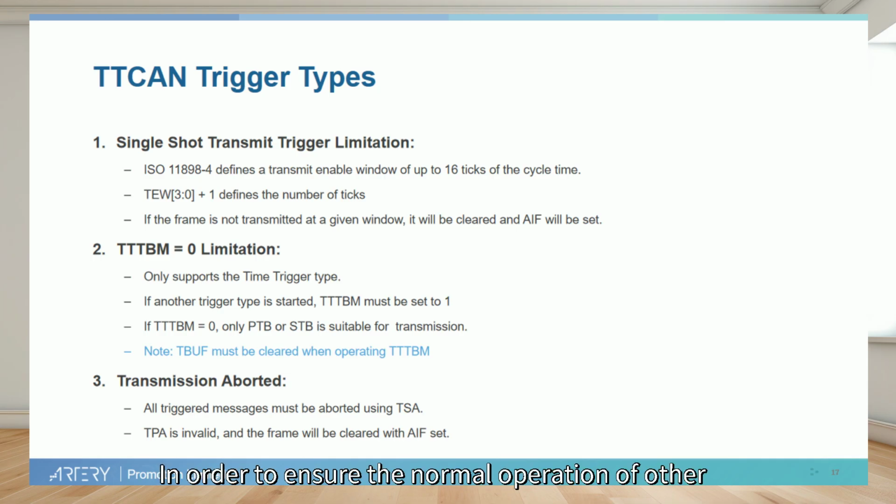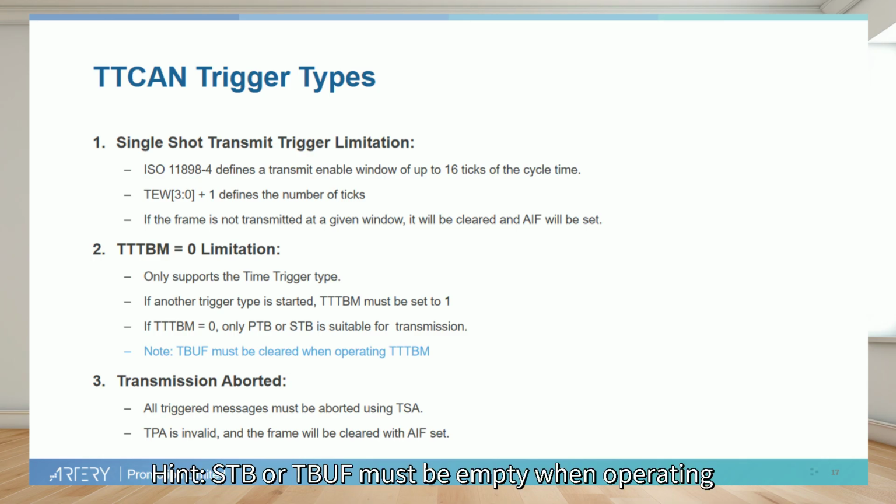In order to ensure the normal operation of other trigger types, TTTBM equals 1 must be set to enable trigger the data transmission. When TTTBM equals 0, a time trigger type is suitable for PTB or STB transmission. Hint: STB or TBUF must be empty when operating TTTBM.